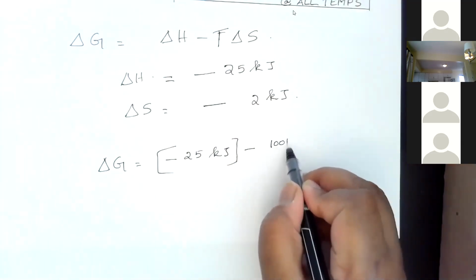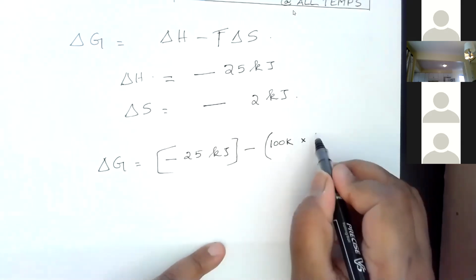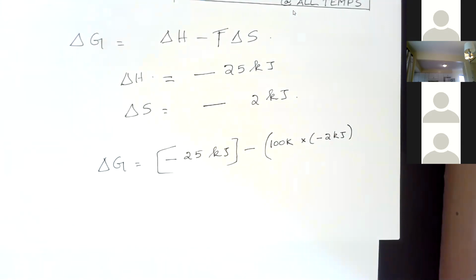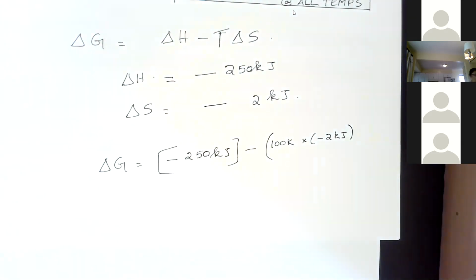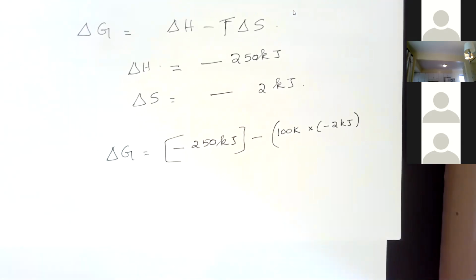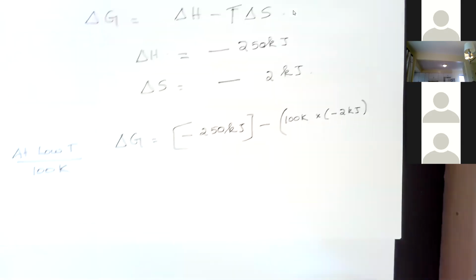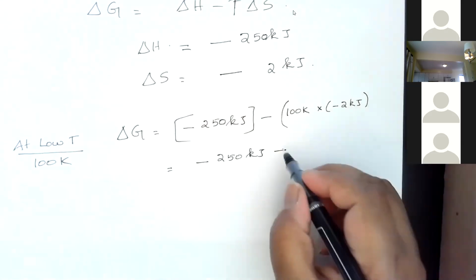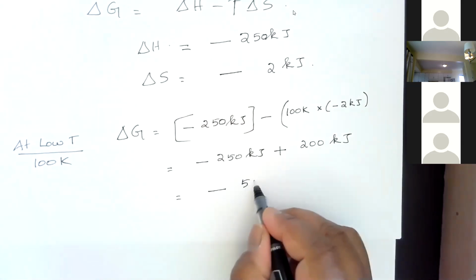Let's say the temperature is 100 Kelvin. Okay. Multiplied by minus 2 kilojoules. It's not going to work, right? It's 200 and this is 25. So let's make this 250 kilojoules, guys. I'm just playing with numbers here. This is at low T, which is 100 Kelvin. Minus 250 kilojoules plus 200 kilojoules. Okay. So at low temperatures, this is spontaneous.